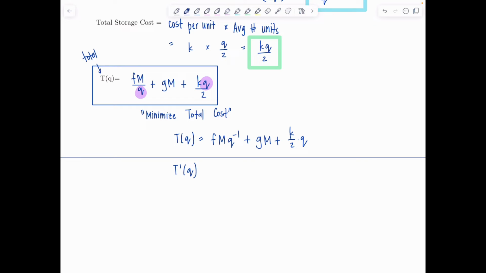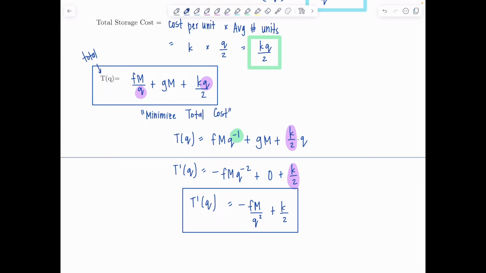T prime of Q is going to be, bring this exponent down front, subtract 1, that's the new exponent, plus GM is just a constant. There's no Q's on it. So the derivative is going to be 0. And then the derivative of K over 2 times Q is just K over 2. Think, like, what's the derivative of 3x? Just 3. So the derivative of a constant times Q is just the constant. Okay, see, not so bad. So then T prime of Q is negative FM over Q squared plus K over 2. Okay, there's our derivative. Now let's get our critical numbers.